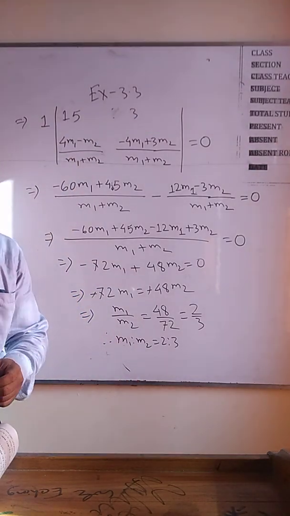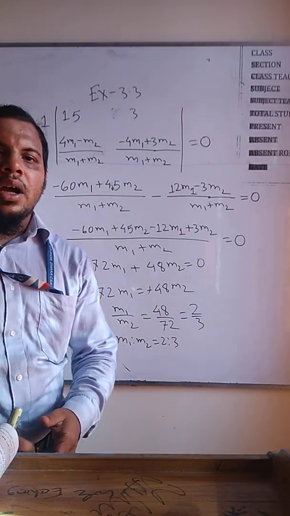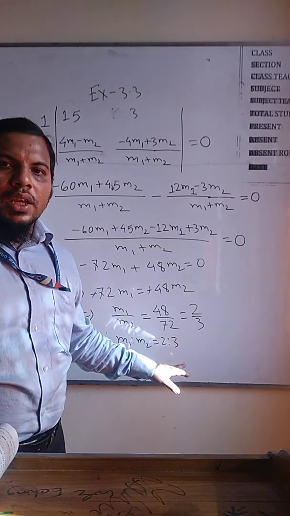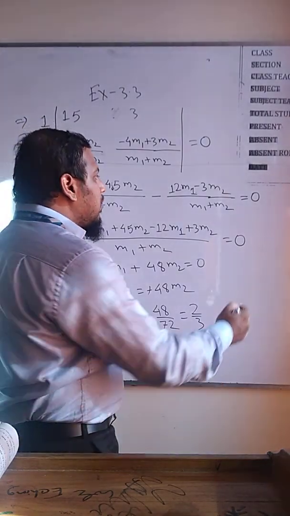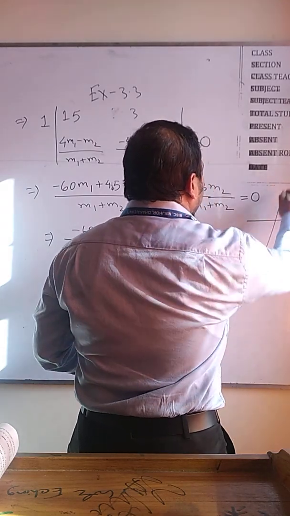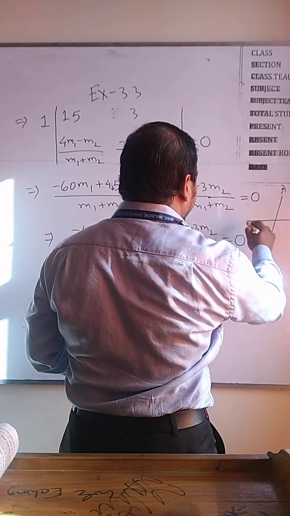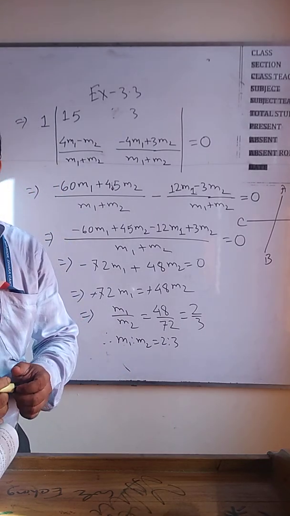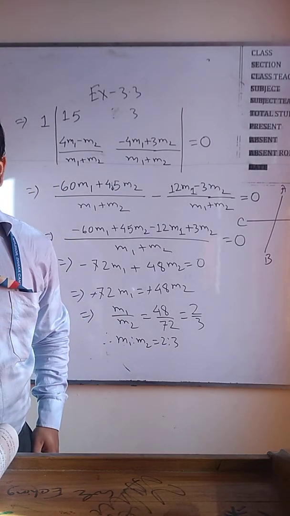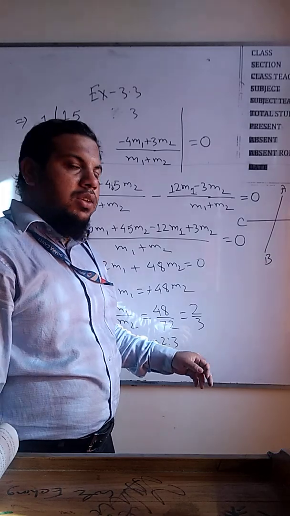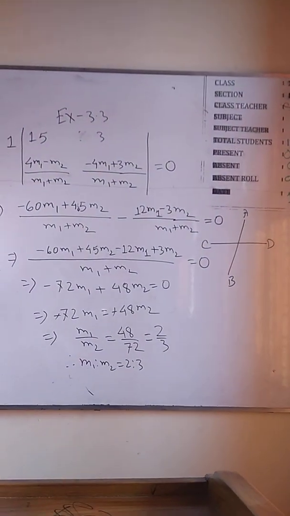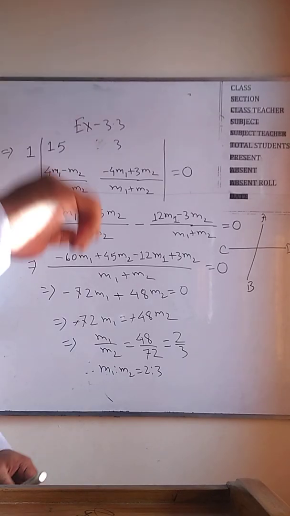In this problem our target is to find out the ratio: in which ratio AB divides CD. We have drawn a figure like this for better understanding.